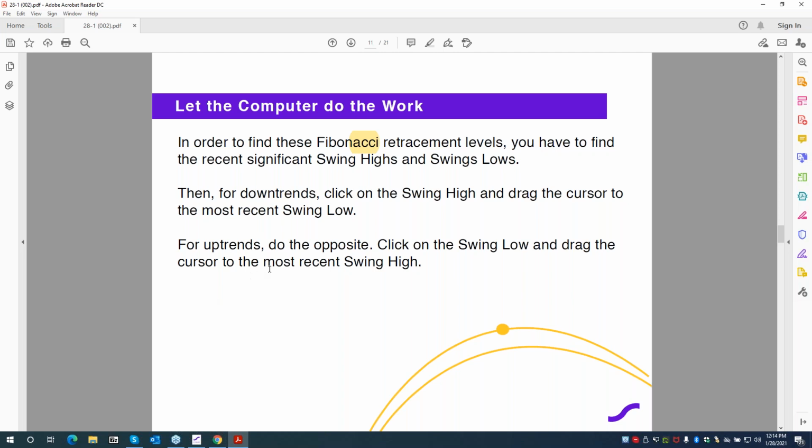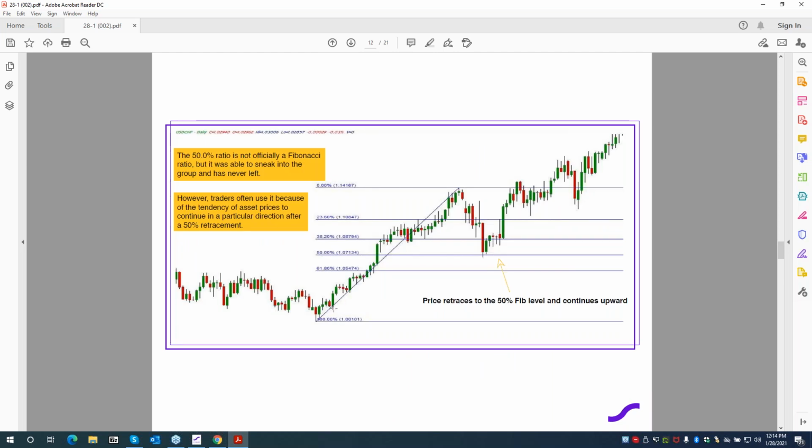For uptrends, do the opposite. You click on the swing low and drag the cursor to the most recent high. This will give you your Fibonacci levels, and I'll show you how to draw them. The 50% ratio is not officially a Fibonacci ratio, but it was able to sneak into the group and has never left. We always have the 50 level right here in the middle. It works as a midpoint for the Fibonacci.